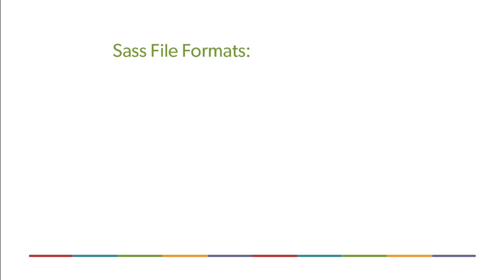There are 2 formats of Sass, and each has its own file extension. The .sass files are the older original file type. It allows you to write your CSS without any curly brackets or semicolons. The selectors and properties are distinguished by indentation.